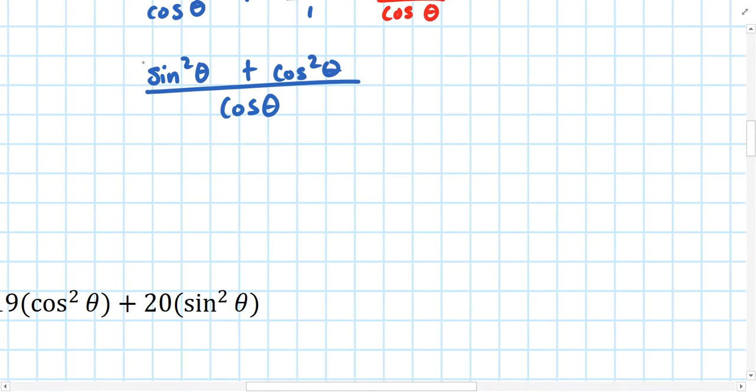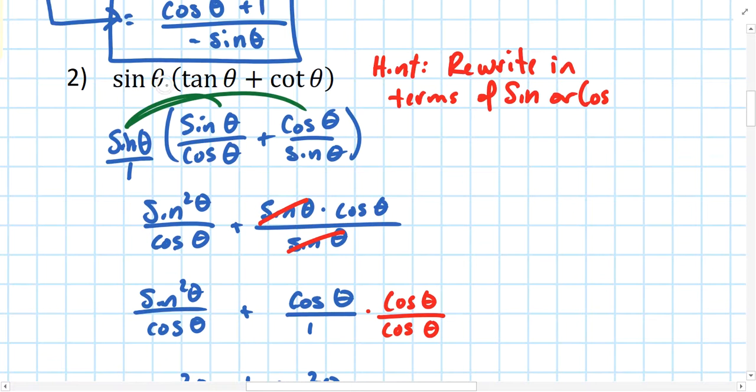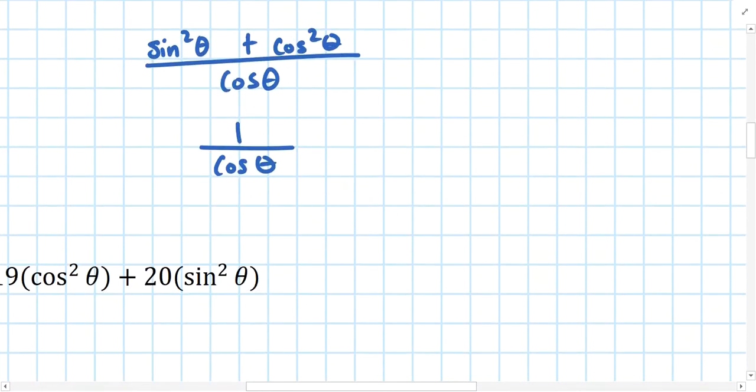So this entire numerator is really just the same as the number 1. And we have 1 over cosine theta. And I would argue that this is much more simple than what we started with. I've got a fraction with a single trig function instead of 3 different trig functions.